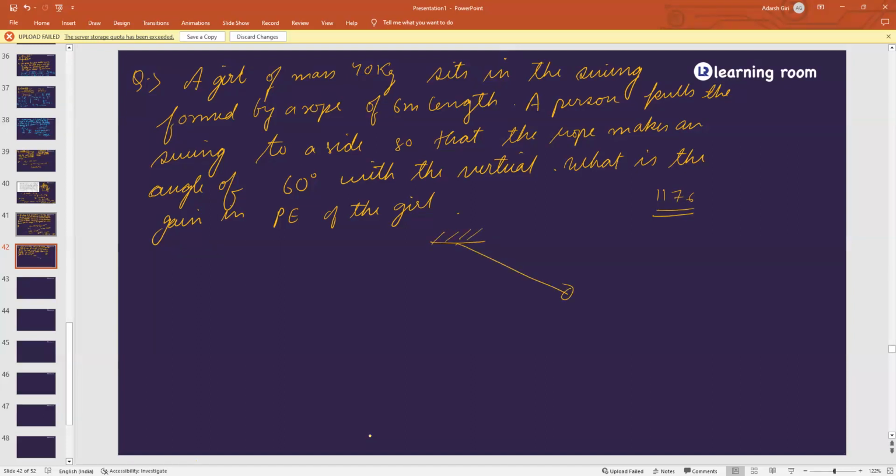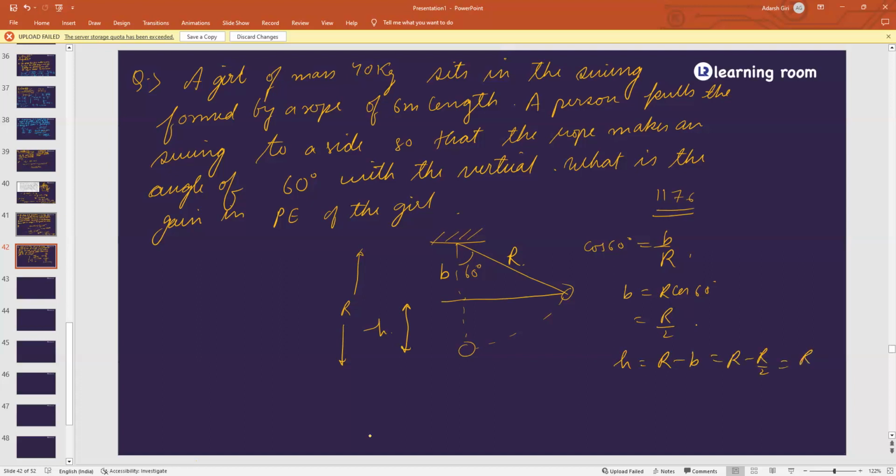Initially the condition was like this. Finally, it has to swing down, so the angle made was 60 degrees. Earlier it was horizontal, now the 60 degree angle is there. So what is the relative difference in height that you have to calculate first? Let us say this is R, because the radius is constant. If I take cos theta here, cos of 60 degree will be B upon R. So B will be R cos 60 degree, which is R by 2, right? So what is H? H is R minus B, that is R minus R by 2, which is R by 2 only.